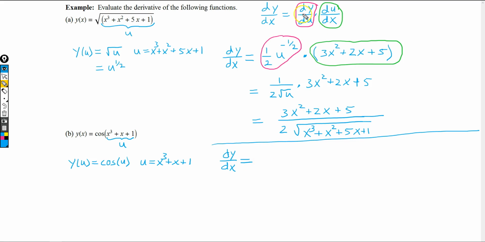So we have to find dy du, so we have to differentiate this with respect to u. Well, derivative of cosine is negative sine. So this is going to be negative sine of u. So there is dy du times, and then du dx is going to be the derivative of this with respect to x. So that's going to be, and there we go. Now all we have to do is put what u is in terms of x in here.